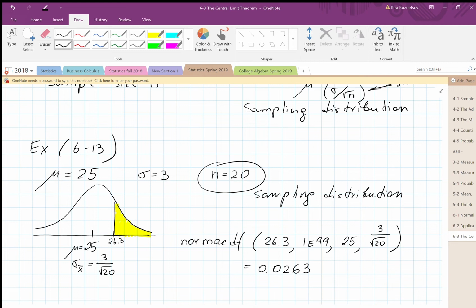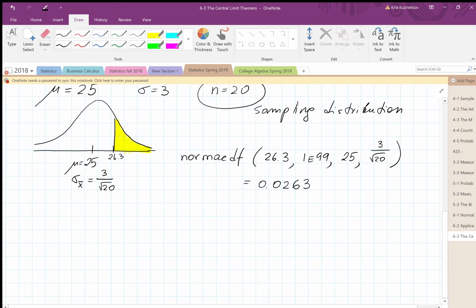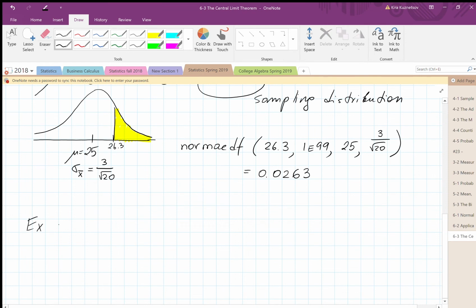I can do one more example. I am reading example 6-14. The average drive to work is 9.6 miles, so they just gave me a mu. Assume the standard deviation is 1.8 miles. If a random sample of 36 employed people who drive to work are selected, so they gave me a sample.